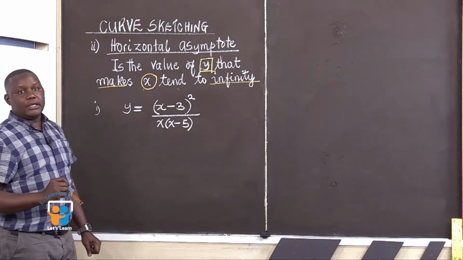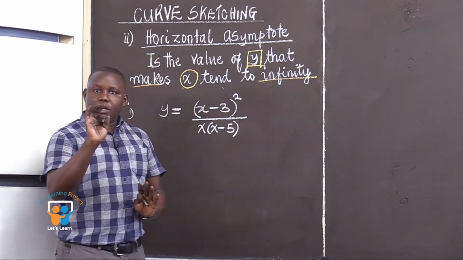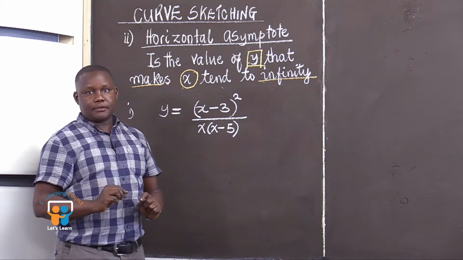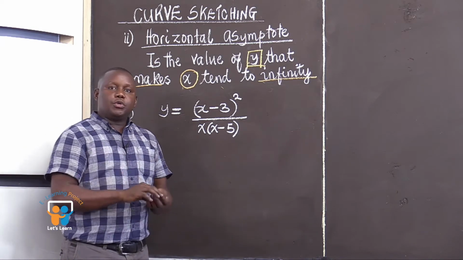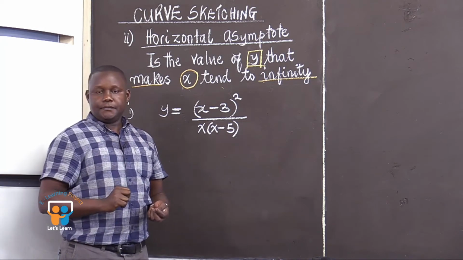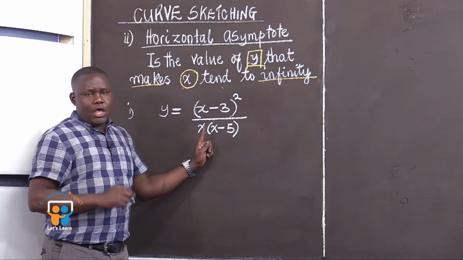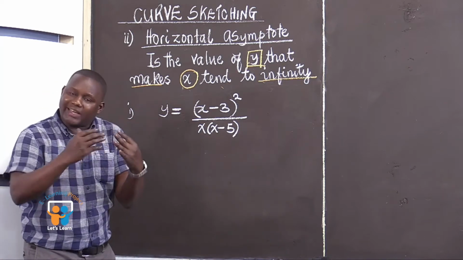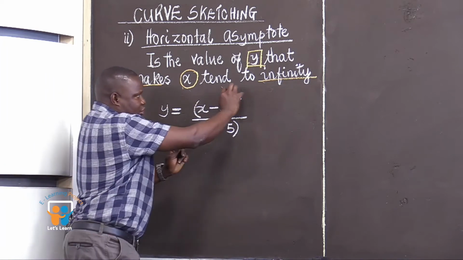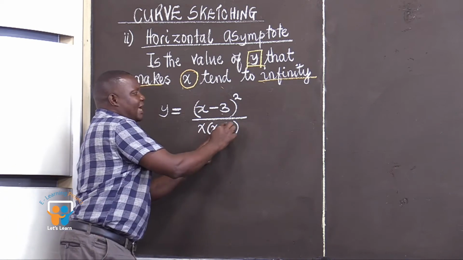So every time you find the horizontal asymptote, I want you to understand that you're obtaining values of y. And in this case, we're going to use two methods to determine the horizontal asymptote. Are we together? Very good. Now look at this example we've just put here. They presented an equation of a curve given as y equals (x minus 3) squared, divided by x into (x minus 5).